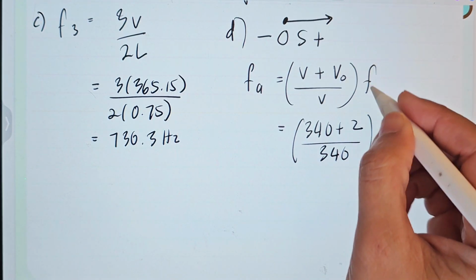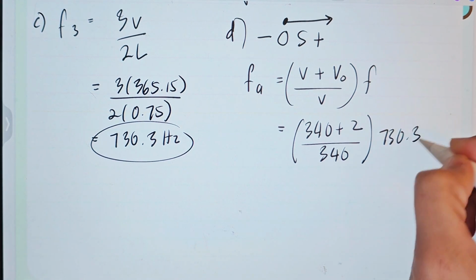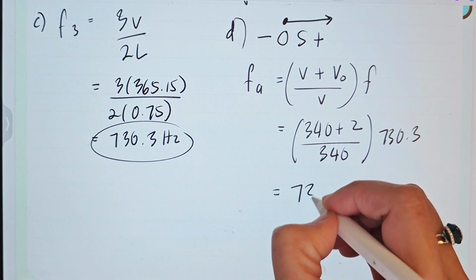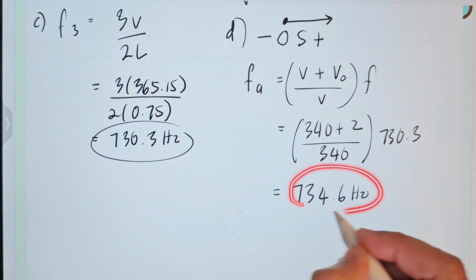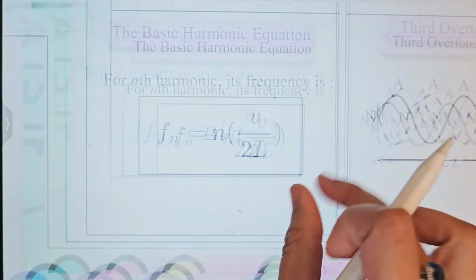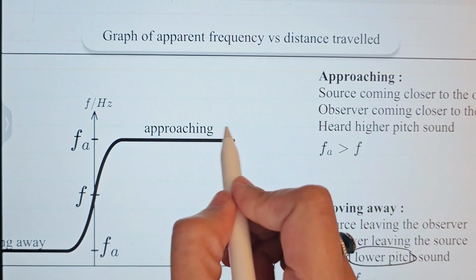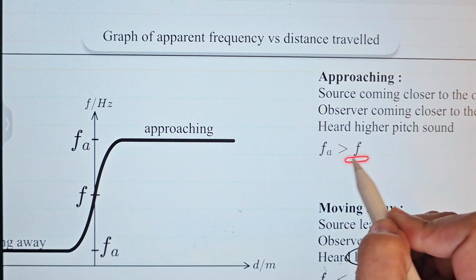The real frequency, we can take it from question C, 730.3. So the answer is 734.6 Hz. Notice that this one is higher than the real frequency, which matches with our basic Doppler effect. We can see that as it is approaching, the apparent frequency is higher than the real frequency. And that's all.